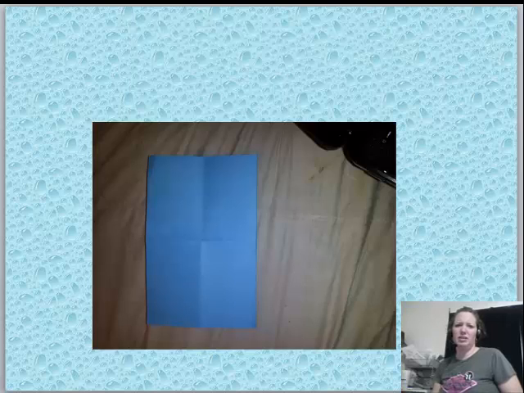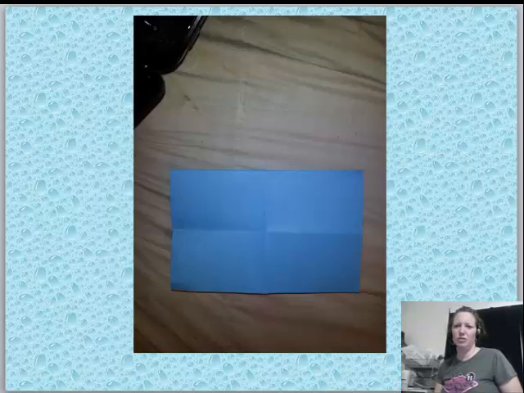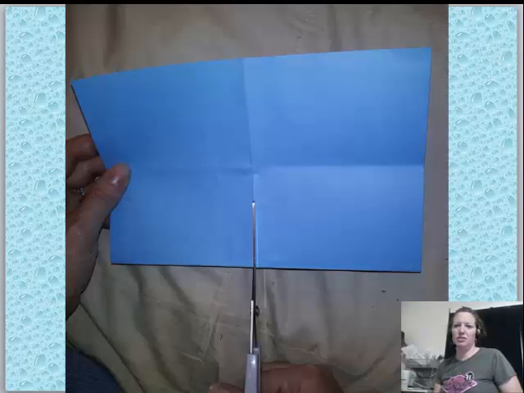Then open it and fold it horizontally. Still in the horizontal fold, turn the paper so the fold is at the bottom. Take a pair of scissors and cut on the middle line up to the middle of the paper. Open your paper and return it to the vertical fold.